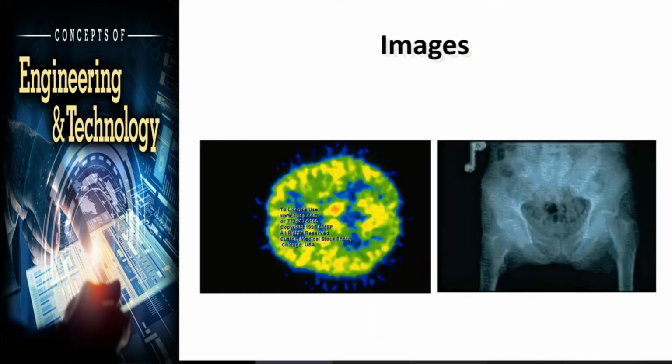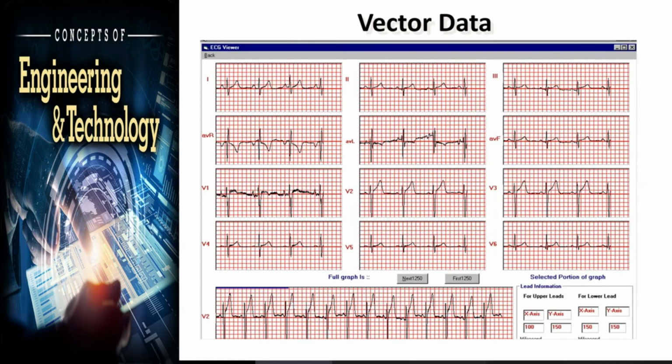Several images can be shared in the medium so that they can be taken. Any X-ray, MRI, CT, all the images can be taken. These are all vector data. So the vector data, this is the ECG waveform. The waveform can be shared here whenever it's required, so that can be taken. We can select the portion of data so that it can be taken for further analysis.